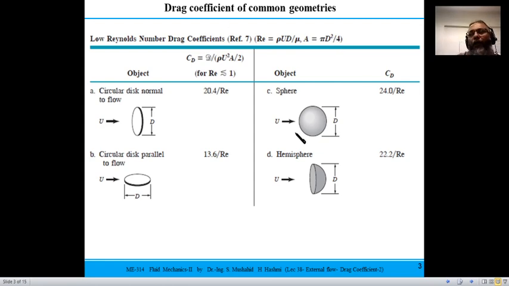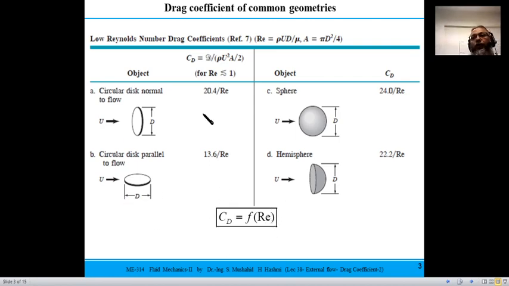So it is very important whenever you are working with different tables for finding drag coefficients that you look for the applicability. For example, here this relation is applicable for low Reynolds number, when the Reynolds number is less than 1. So it means you need to use different tables for different values of Reynolds number. We have already seen that for a given shape, the drag coefficient is a function of Reynolds number. If the shape is changing, then it would be a function of shape and Reynolds number.